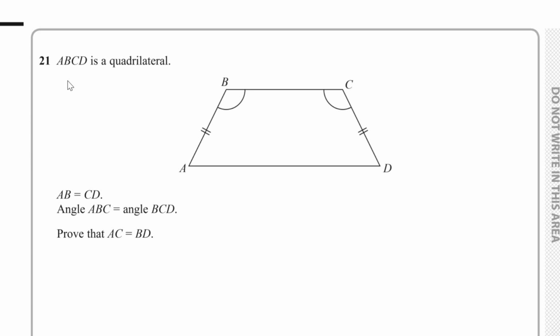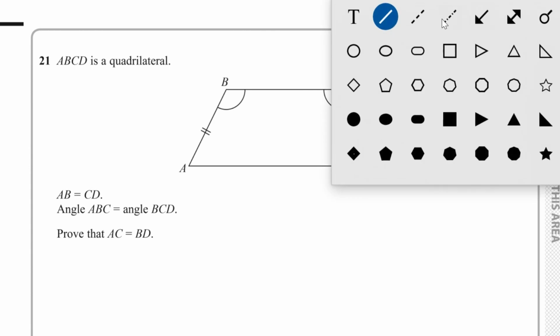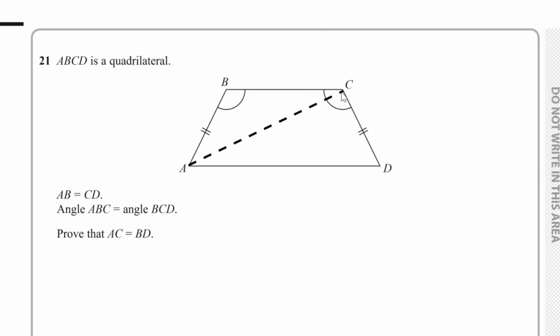Question number 21. ABCD is a quadrilateral. AB is equal to CD, that's shown here. The angle ABC is equal to the angle BCD. We have to prove that AC is equal to BD. So what we need to show here, to prove this, if I just show the diagonals, we need to prove that the triangle ABC is congruent to the triangle BCD.